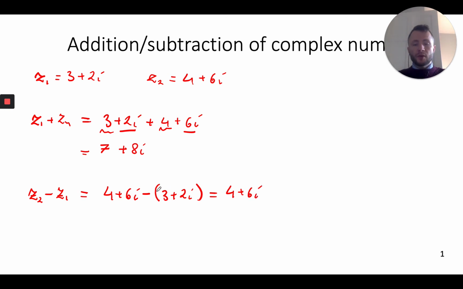And then I note that because I have a minus in front of the bracket, terms inside of the bracket have to change sign. So minus 3 minus 2i. And then I can simplify by combining similar terms. So that would be 1 plus 6i minus 2i is 4i. And this is the result of an operation of z2 minus z1.